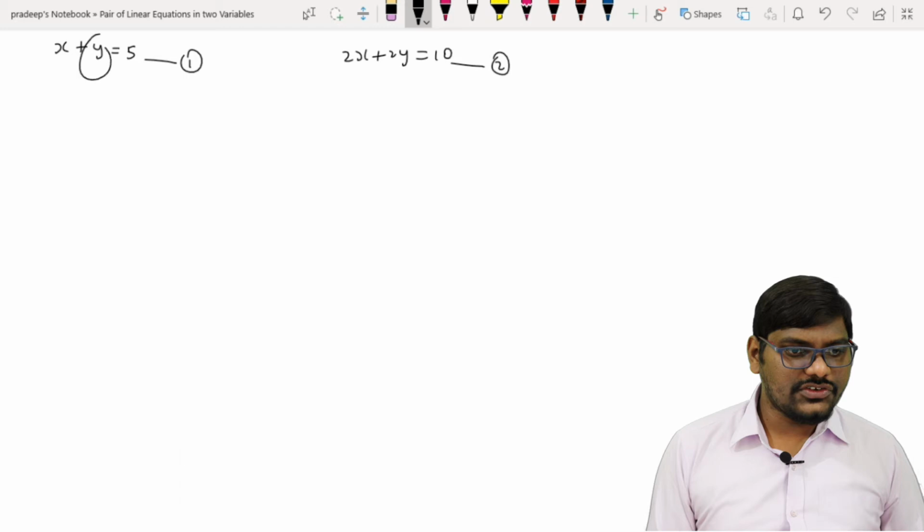What I do is keep y on one side and all other variables on the other side. So I'll keep y equal to 5 minus x. I just send this x to the other side, and it becomes minus. Now I'll be taking x equal to 0.